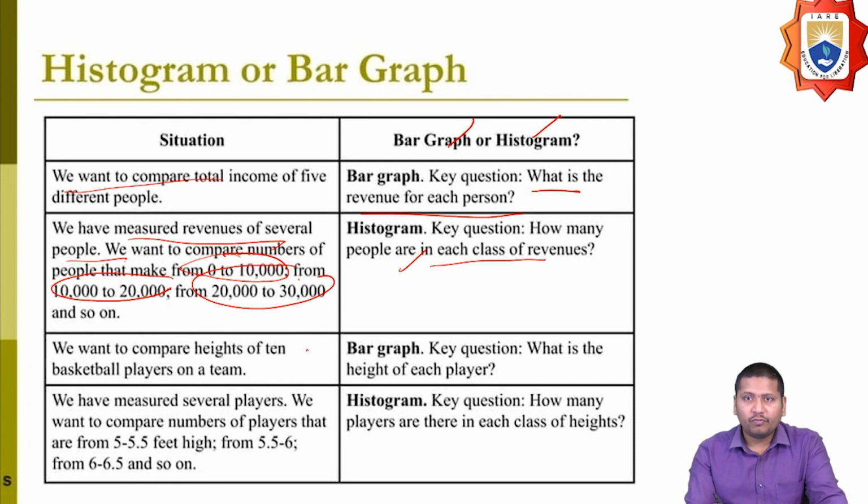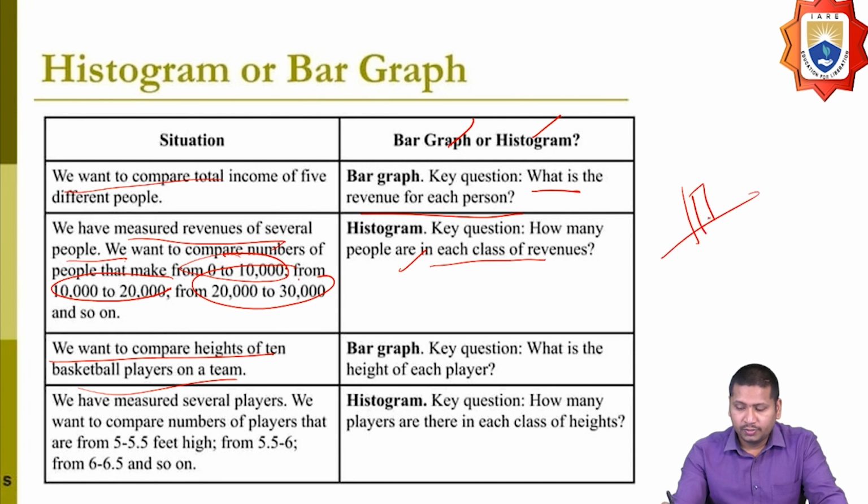Next, suppose we want to compare the height of 10 basketball players in a team. Should I prefer a bar chart or a histogram? The answer is the bar chart, where the height of each player is compared. For each basketball player, what is the height, like this? For this, there is no need to go for a histogram, because here there is no class interval.